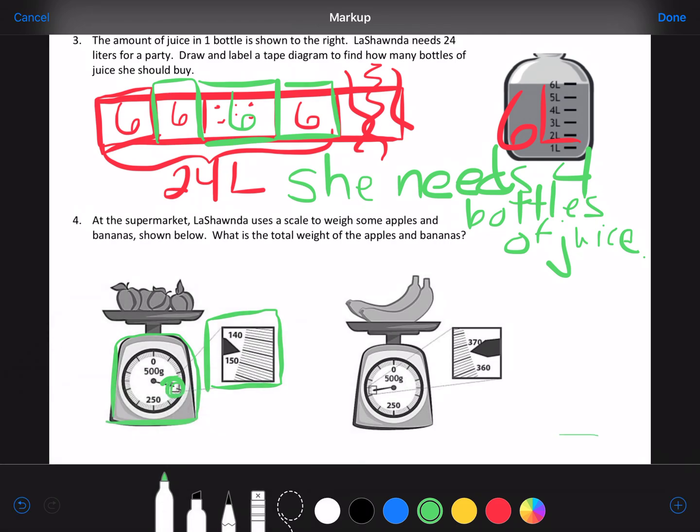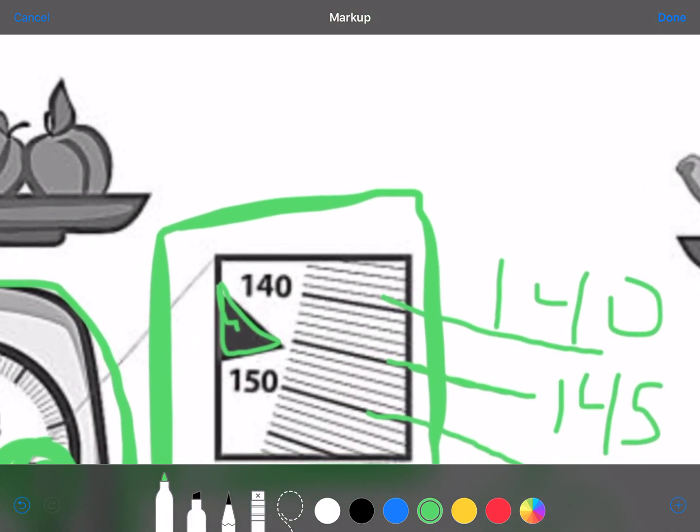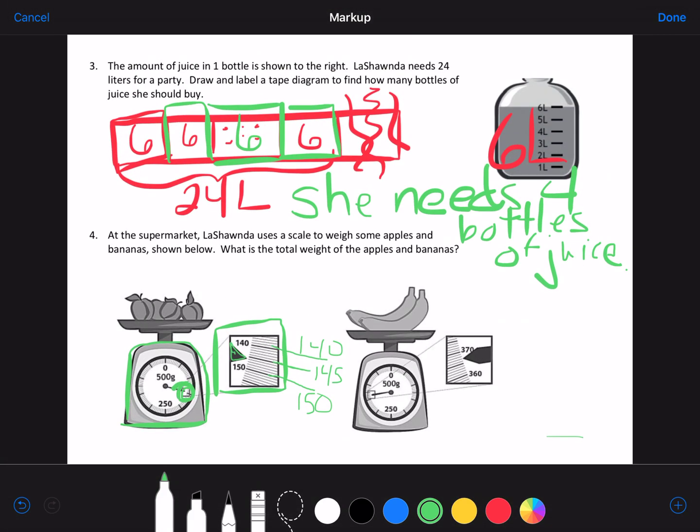So then you have to look at these tiny little lines. So if this tiny little line is 150 and this tiny little line is 140, you have to think what's midway between 140 and 150. What's halfway between 140 and 150? Well, halfway would be 145. But this little arrow is not pointing to the halfway mark. It's actually pointing to the one after it. Do you see that? It's the one after it. So the total on here would be 146.